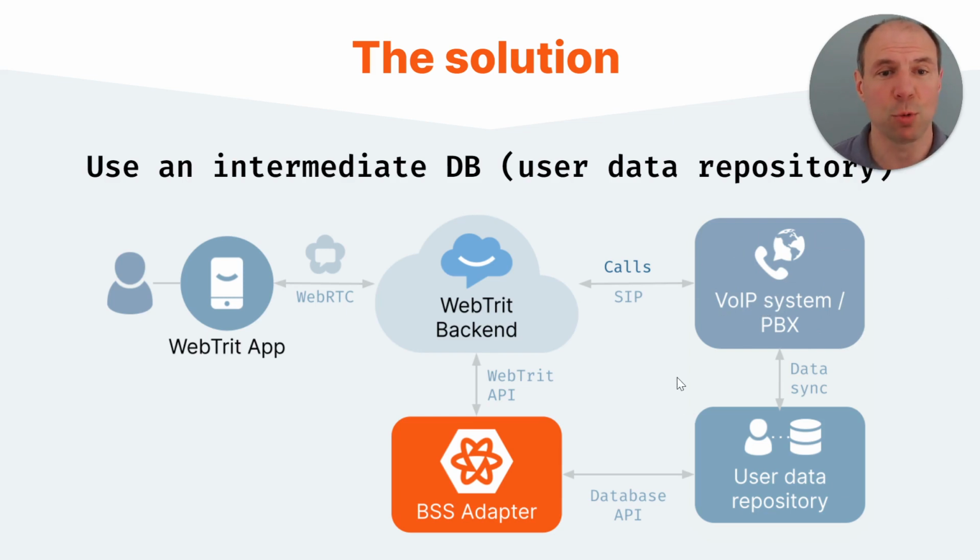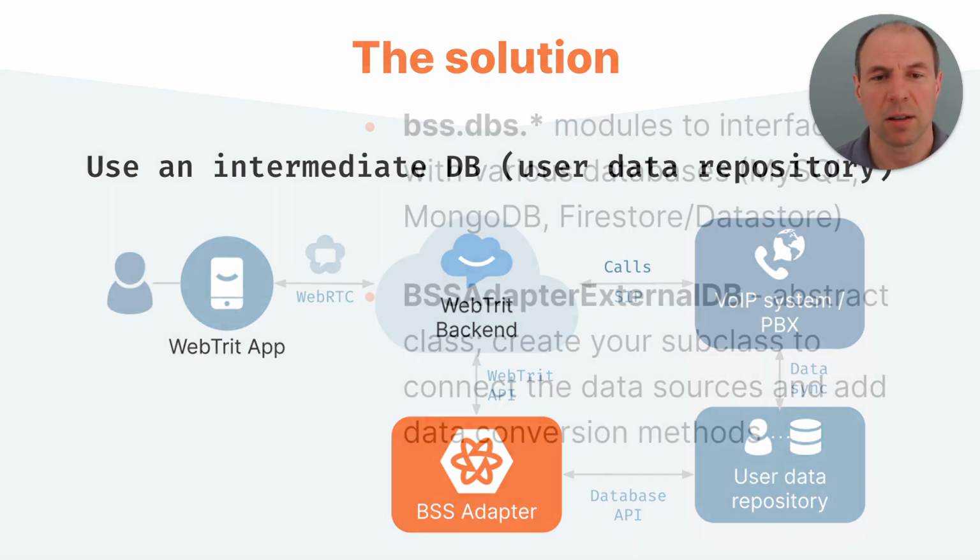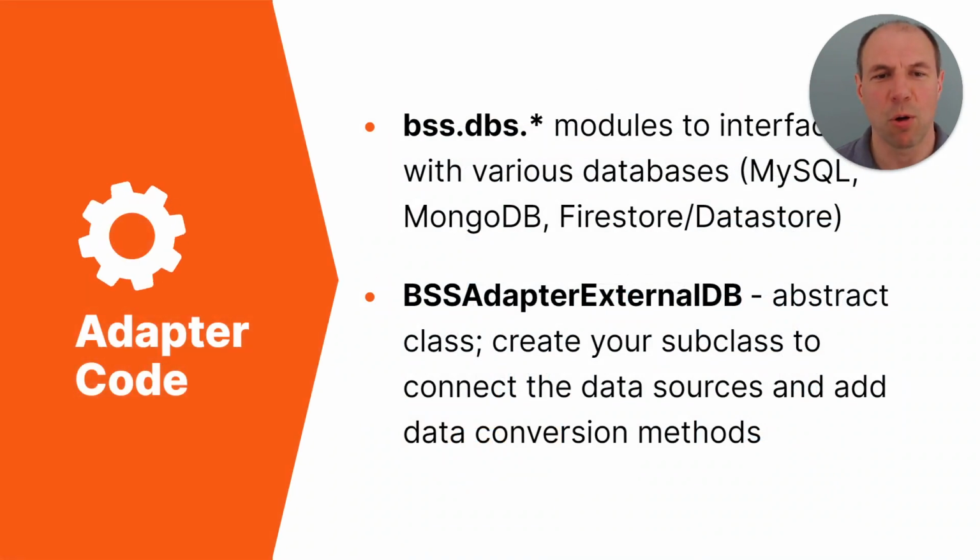Also, the same approach would work for a typical deployment of a larger communication service provider, where we have a clear separation between their VoIP switch and BSS system. In this case, our BSS adapter will be connecting directly here. So this is theory. Now let's get to some real code and practice.